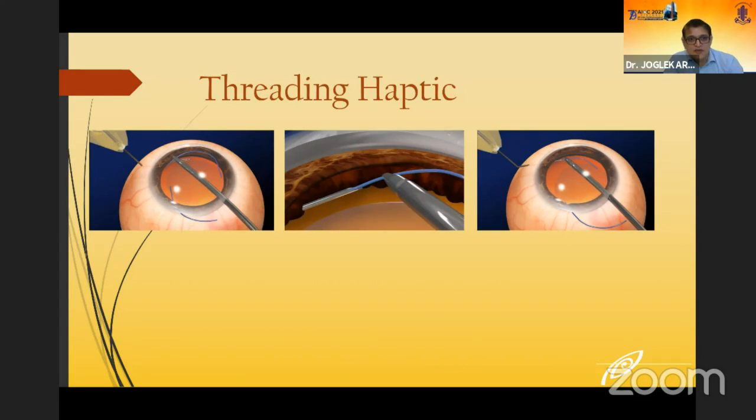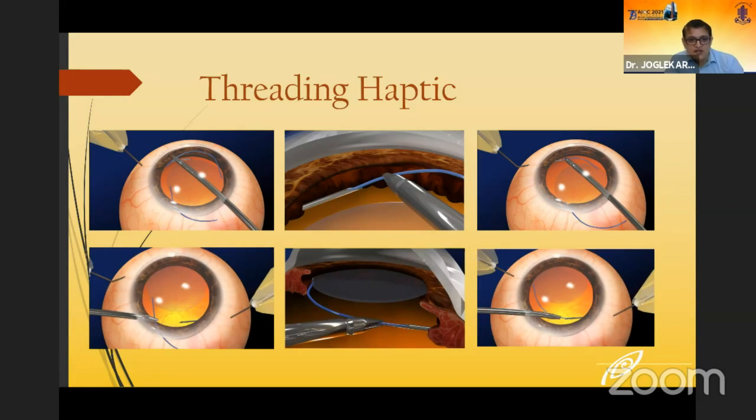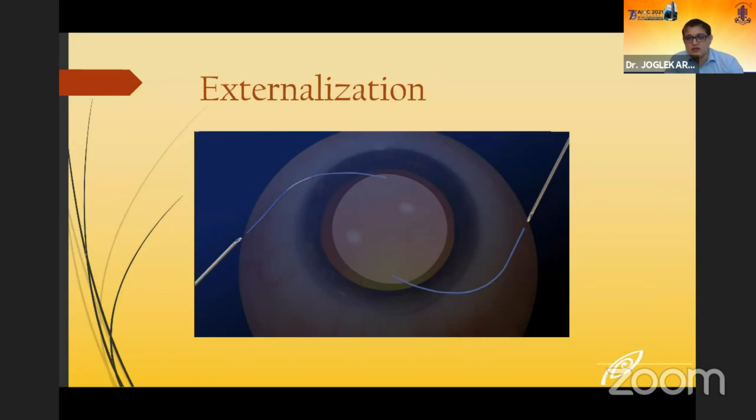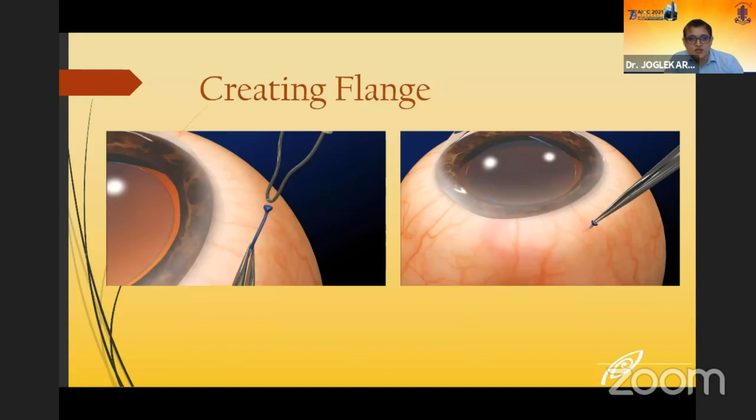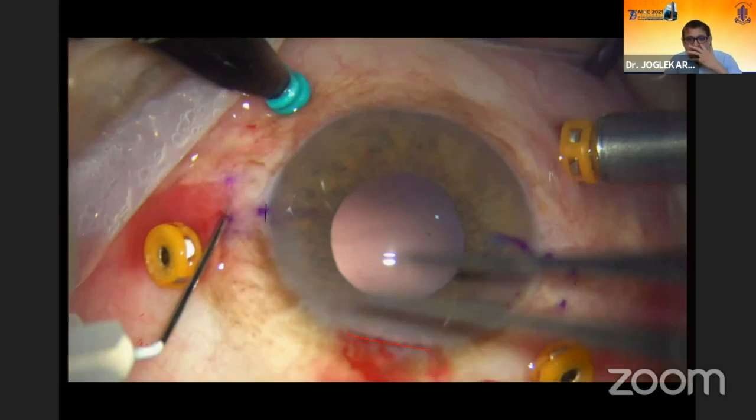So I will just show this animation. First, you insert a needle at one place in the sclera. Then you tuck the leading haptic into the bore of the needle, and then you insert another needle 180 degrees apart and insert the trailing haptic inside it. Then you externalize it, pull it out. When both haptics are externalized through the small bore wound openings, you apply low heat cautery and create a flange so that it doesn't go back inside, and tuck it inside.